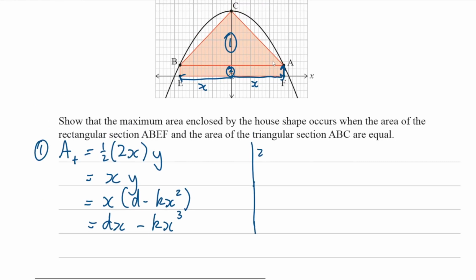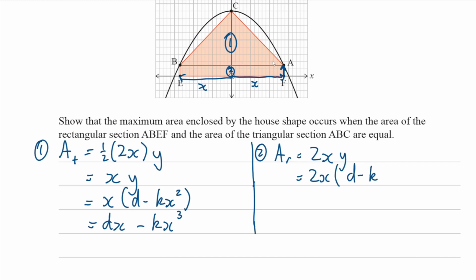For the rectangular section, we know the area of a rectangle is base times height. Our base is 2x, and our height is y. In other words, our height is 2x times d minus kx squared, which if we expanded it out, 2dx minus 2kx cubed. So we found expressions for the area of the triangle and the area of the rectangle.